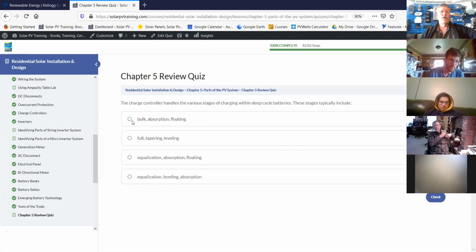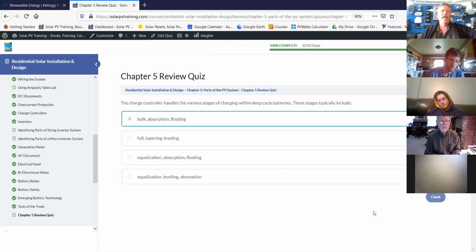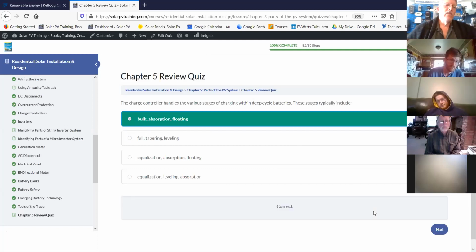First one, bulk absorption float. So the way that works is, let's say in the morning, you've got a standalone system. Your batteries have been providing all the energy that you have available to you overnight. So when the day starts, you're going to be at the lowest portion of the cycle, and then the sun comes out. All of the power from the array is going to be dumped into the battery. That's known as bulk charging. Everything's going in, and that's how we would think it always happens all the time, but it doesn't.